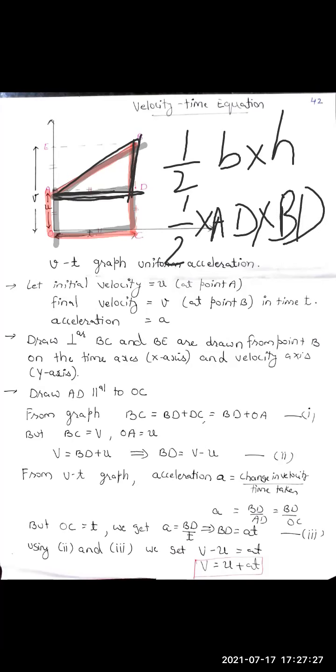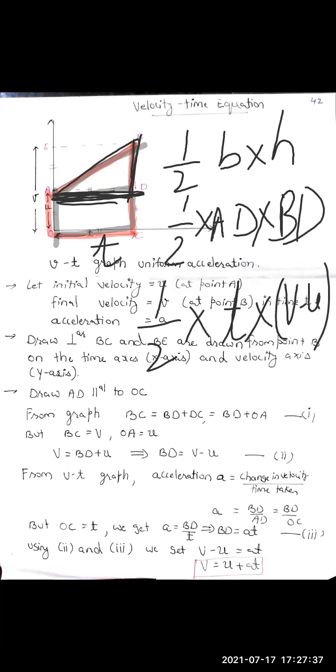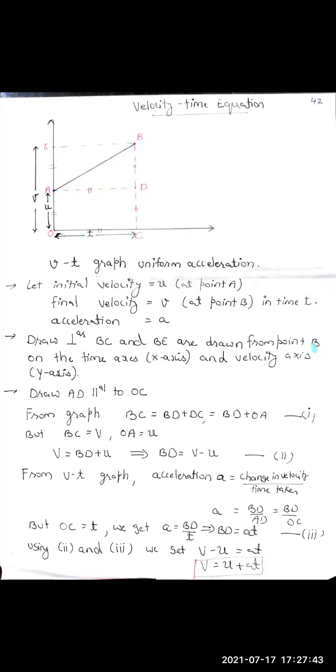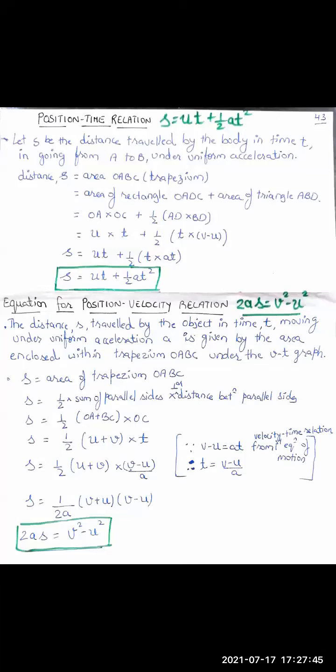Now the AD value you all know. It is time, right? The same time. So half into time into BD. BD you remember, it is V minus U, right beta? So let's put this into our equation for the area of triangle, and we get half base into height, that is half AD into BD. AD we know is T and BD was V minus U. This much clear?